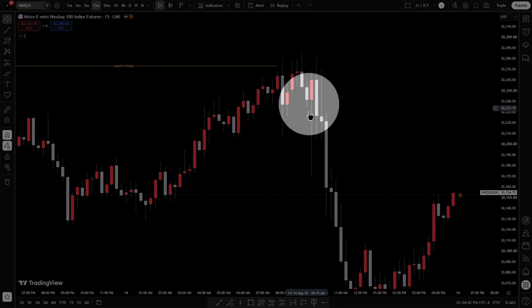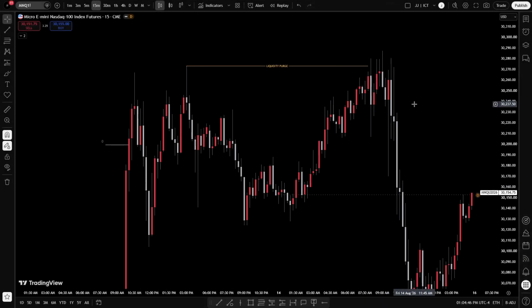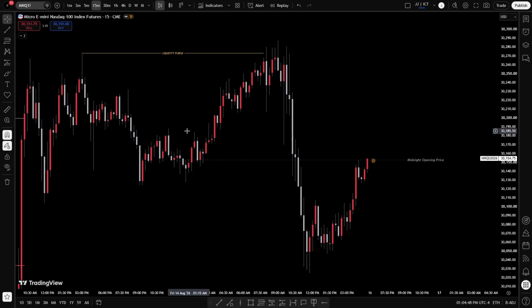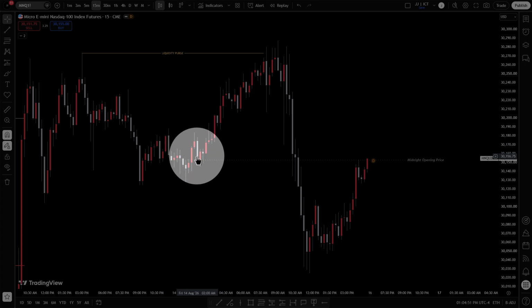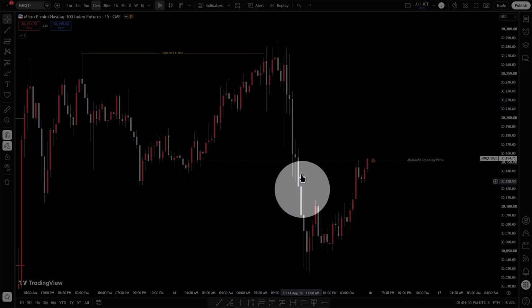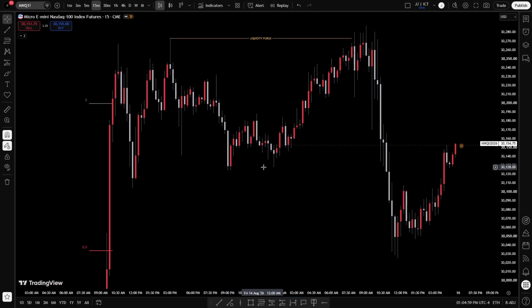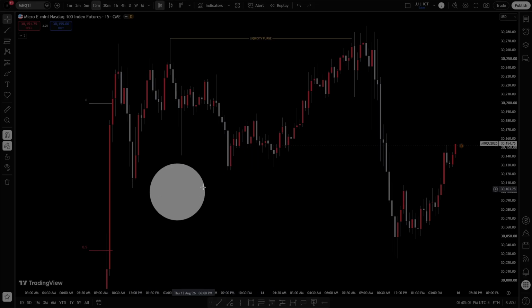We opened up and then, what is it called? Distributed. There you go. So in short, you have the accumulation, you have the manipulation right here. Then you have the what? The distribution. Super simple. Now remember, the targets I was talking about before were these engineered lows here, and then the liquidity void below it.